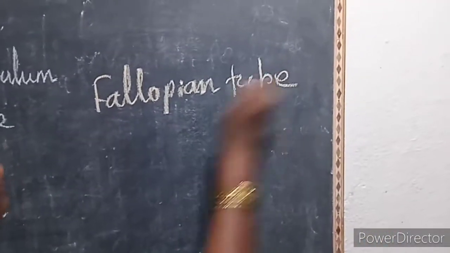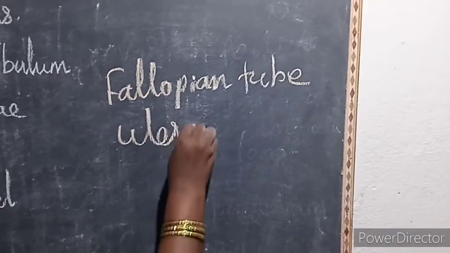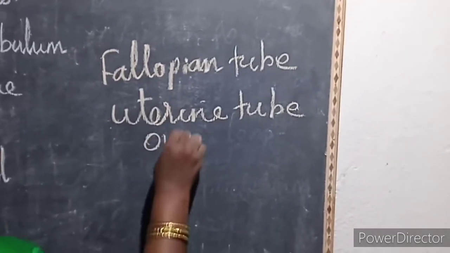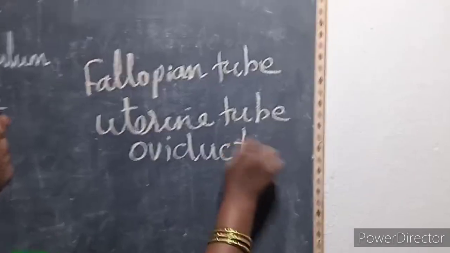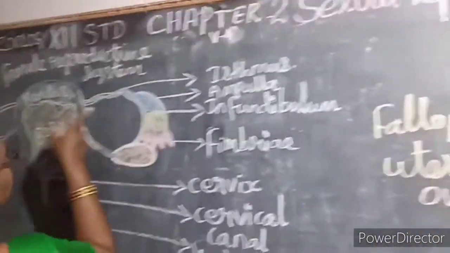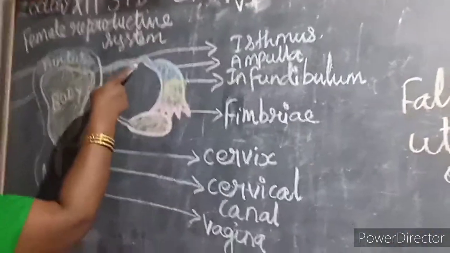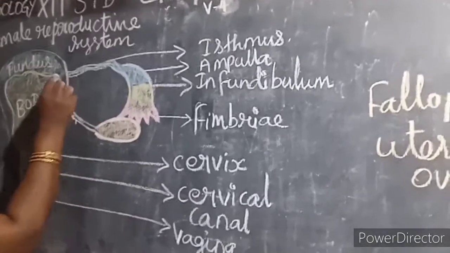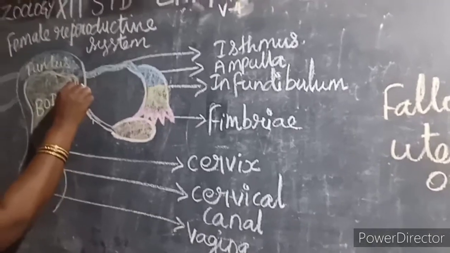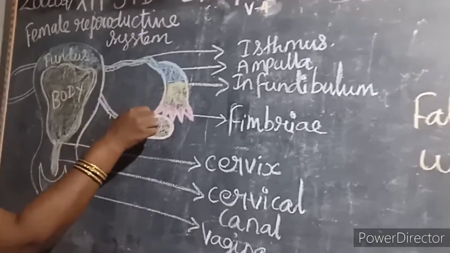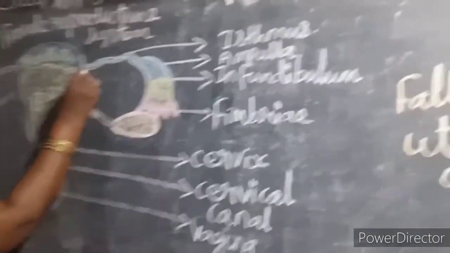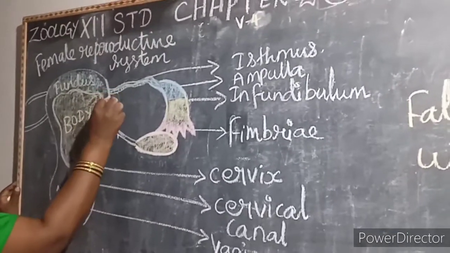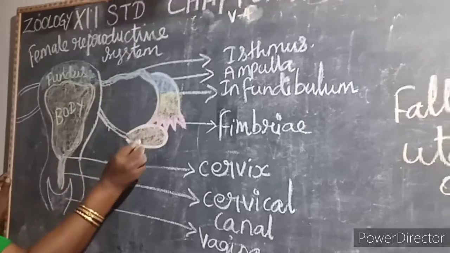It is otherwise called the uterine tube or oviduct. Here it consists of a pair of oviducts or fallopian tubes or uterine tubes. The fallopian tube extends from the periphery of the uterus to the ovary. Periphery means, see here, it extends from the periphery of the uterus to the ovary.